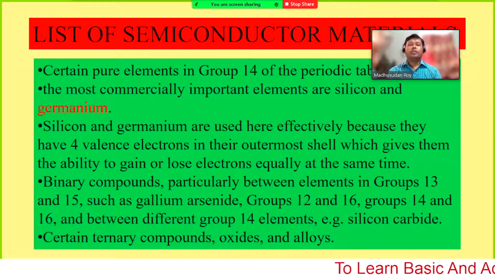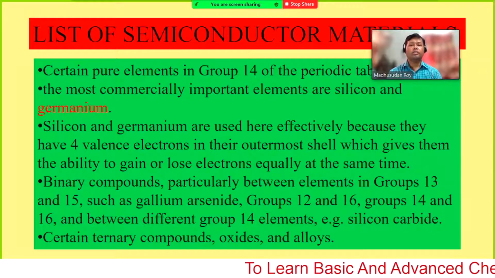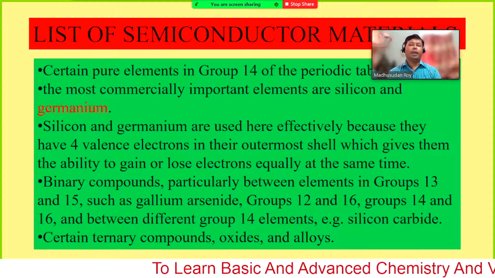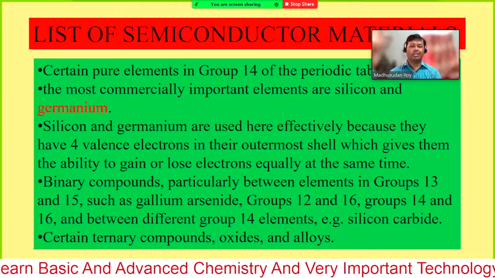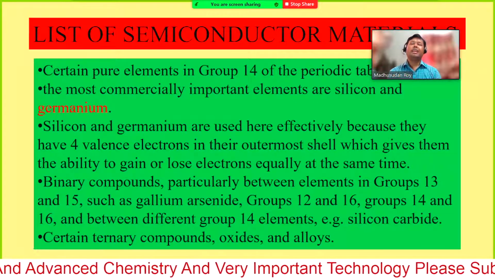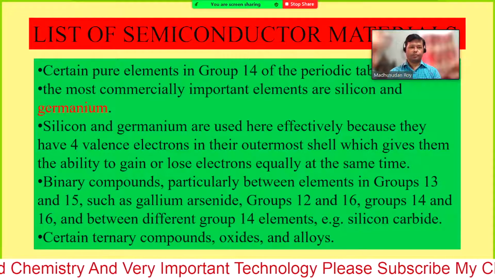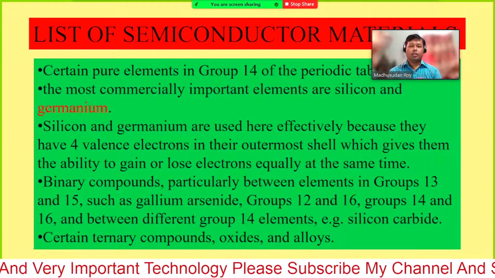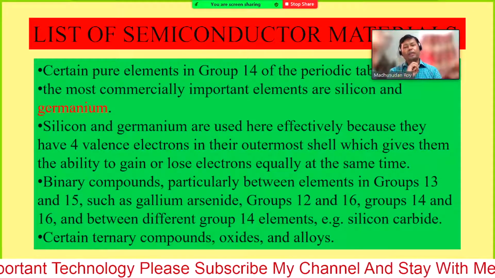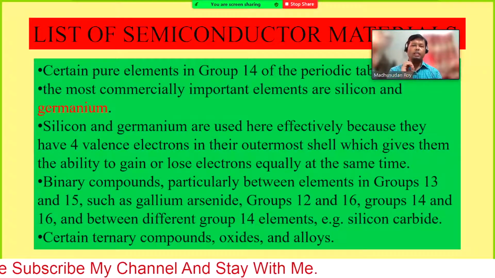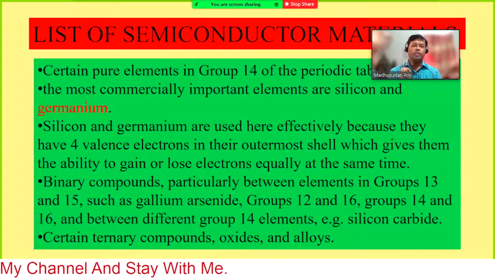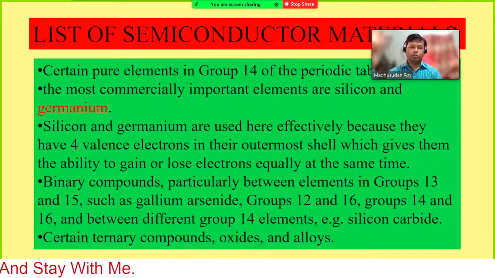So they can share 4 electrons at the same time, but many of the elements in the periodic table cannot share 4 electrons at the same time, but silicon and germanium can. If you consider different types of elements, sometimes you can bring one element having one electron, or sometimes you can bring two elements having two different electrons. So in that way you can fulfill the octet.